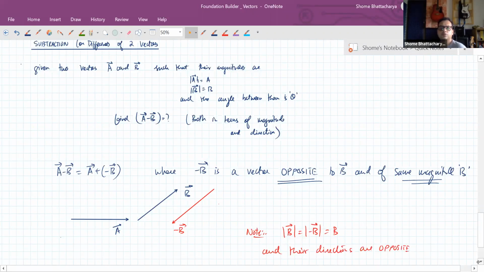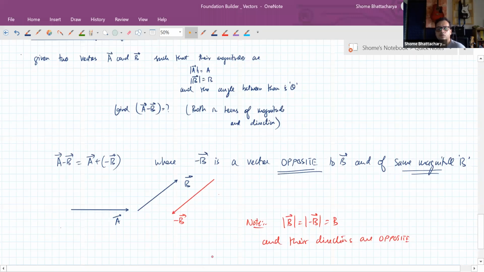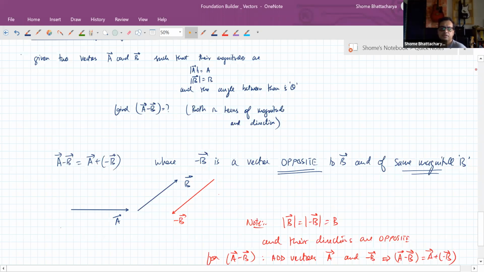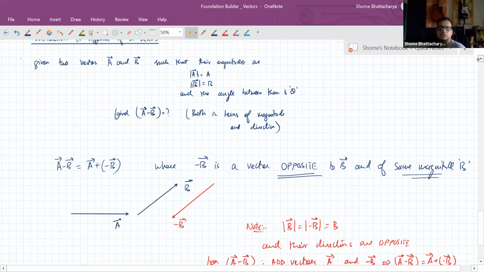So next, for the operation A minus B, we add the vectors A and minus B. In other words, the operation A minus B is actually the sum of the vector A with the vector minus B. Now all we have to do is add the vector A, but not with the vector B, but with the other vector which we have constructed, which is minus B. So just make a note up to this, then we will discuss further.